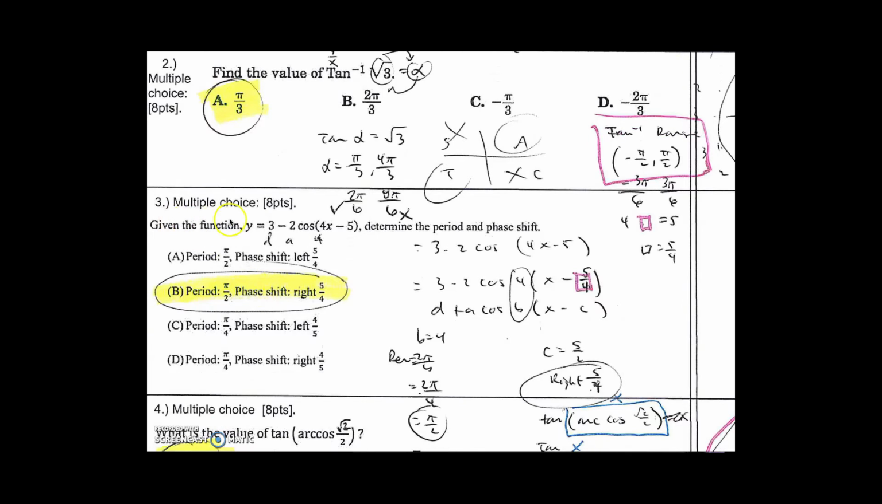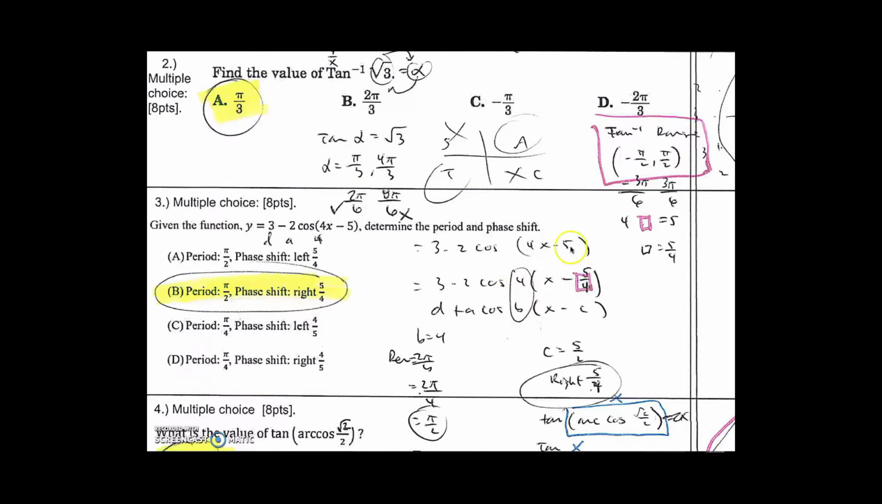Question number 3, given the function y equals 3 minus 2 cosine of 4x minus 5, determine the period and the phase shift. This is actually the same question on version B as well. If you haven't already, you're going to make sure that you write the letters. Before I do that, I'm going to factor out a 4. 4 comes out. Remember, it's to check your answer, it's 4 times x.